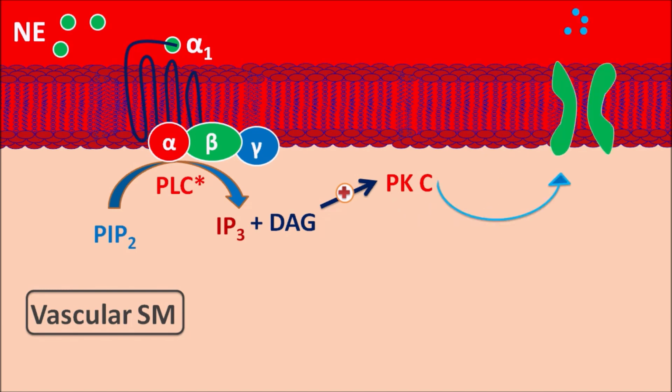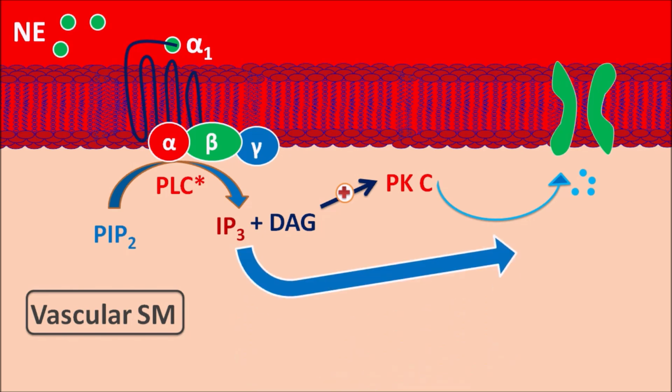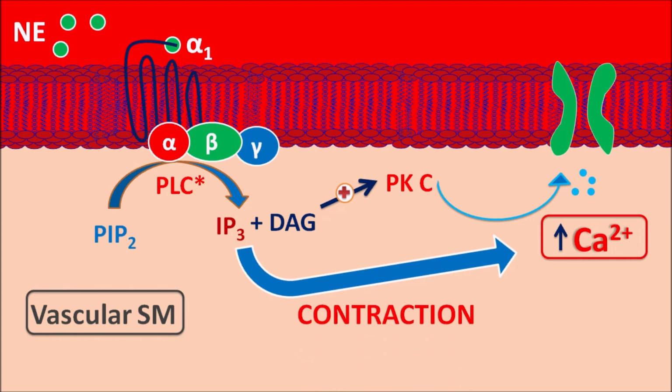Now, this diacylglycerol can activate phosphorylating enzymes, protein kinase C, which increase the permeability of inward-going calcium channels. Calcium can then enter more into the vascular smooth muscle, and IP3 can also release intracellular calcium, so that intracellular calcium levels are increased, which produces contraction of the vascular smooth muscle. In this way, norepinephrine can produce vasoconstriction, thereby increasing the blood pressure.